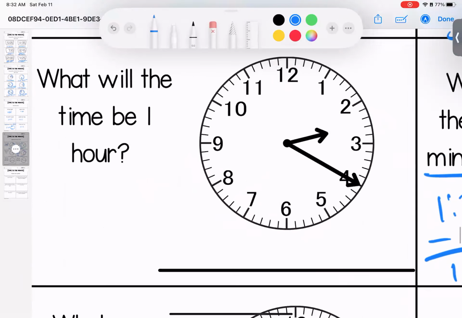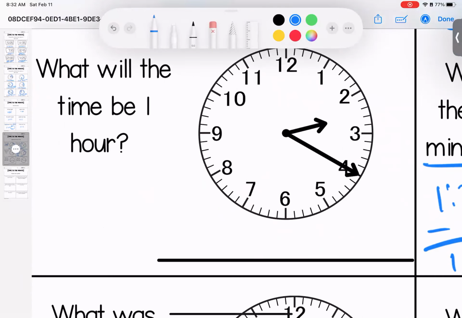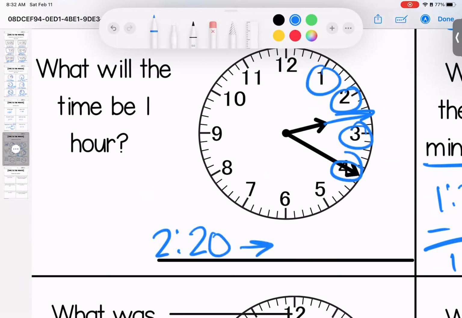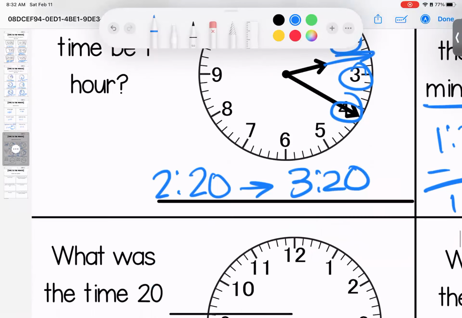What will the time be in 1 hour? Well, right now it is 2, 5, 10, 15, 20. And if I go 1 hour forward, it's going to be 3:20. I can count that one up pretty easily. Adding an hour is just changing the hour. The minute stays exactly the same.